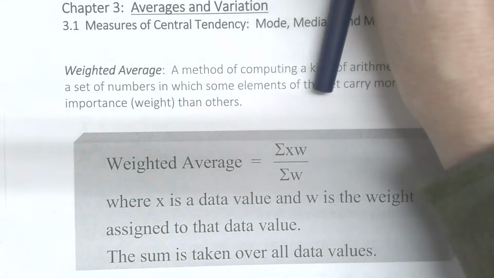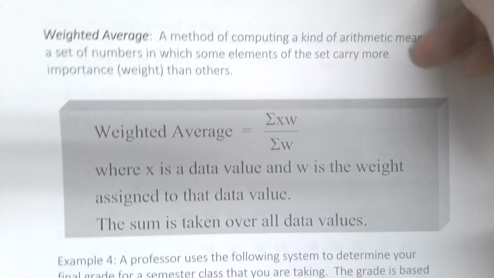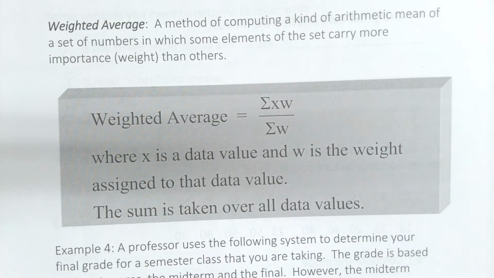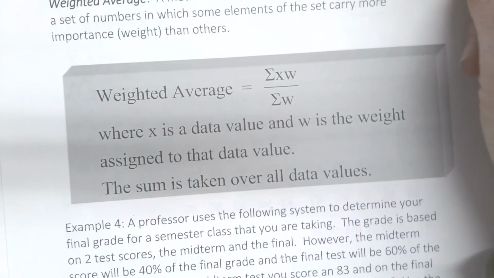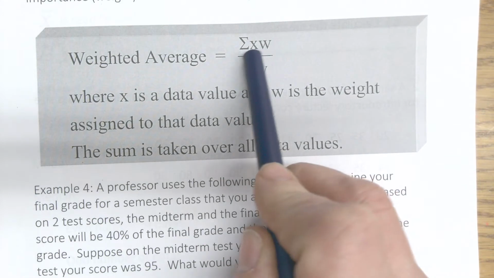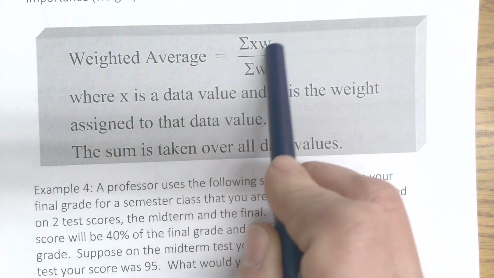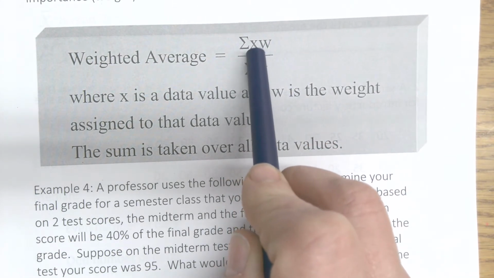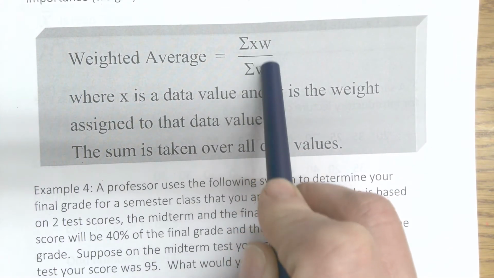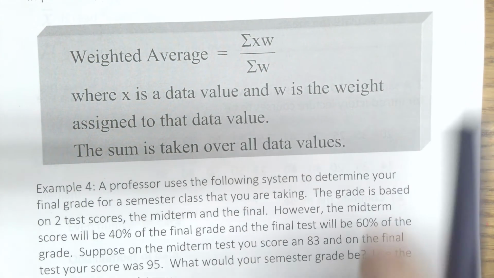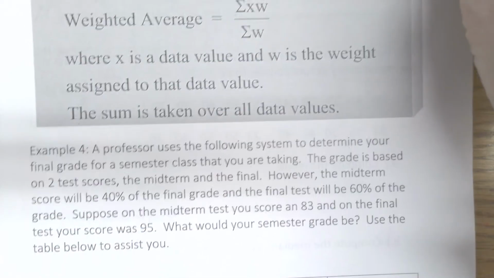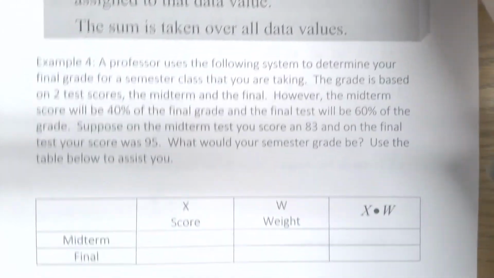A good example of that is in grading, especially in the math department, where 90% of the grade is quizzes and tests and 10% is homework, or 80-20, or however the teacher sets it up. How it works is you have to do the sum of the value times their weight divided by the sum of the weight total. And so that's the terminology. Remember, that means a sum. So it's the sum of the value times the weight divided by the sum of the weight total.